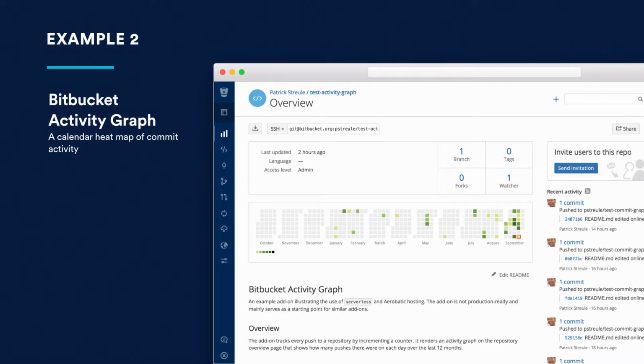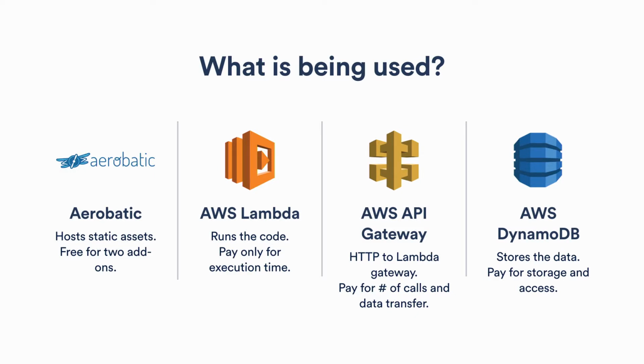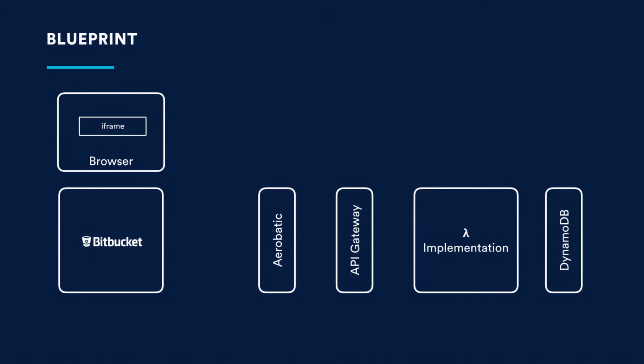Now, maybe for a more realistic example. That was a simple bot, works great, using Lambdas. My second example is Bitbucket's activity graph. It's a calendar heat map that shows commit activity over time. You've probably seen a very similar UI in GitHub. In this case, we use a bit more. We have a UI, which again we host on Aerobatic, and all of our static assets are there. We use AWS Lambda and API Gateway again. And we also need to store some data, so in this example, we actually use AWS DynamoDB to store all of that data.